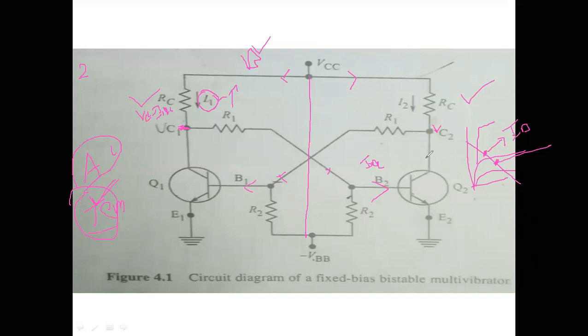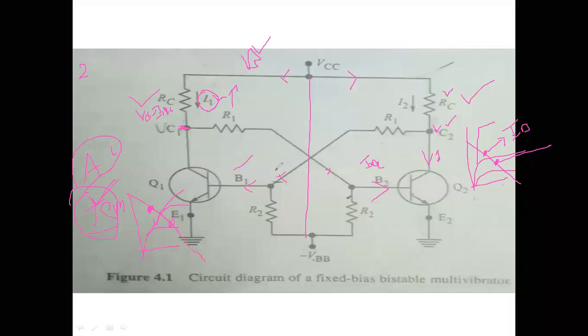As it moves near to cutoff, this IC2 current gets decreased. As this current decreases, the drop across this resistance decreases. As the drop across this RC decreases, the voltage at this point increases. As this voltage increases, the current in this branch increases, and this transistor is also operating in the active region. As the base current is increasing, the point moves towards saturation.